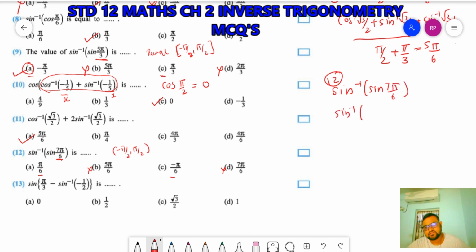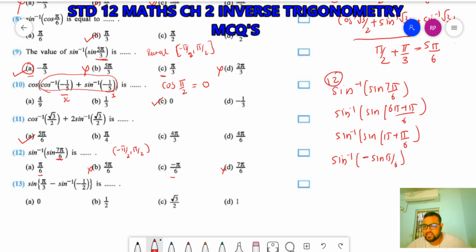Sine inverse sine 7 pi by 6. If I rearrange, this will be sine inverse sine of pi plus pi by 6. Now pi plus pi by 6 is in the third quadrant, so it's negative. Sine inverse minus sine pi by 6. And in inverse, the negative sign comes outside, sine inverse sine pi by 6. Now pi by 6 lies in the range, so the answer is minus pi by 6. So C is the correct answer. Okay, let's see next, 13th.